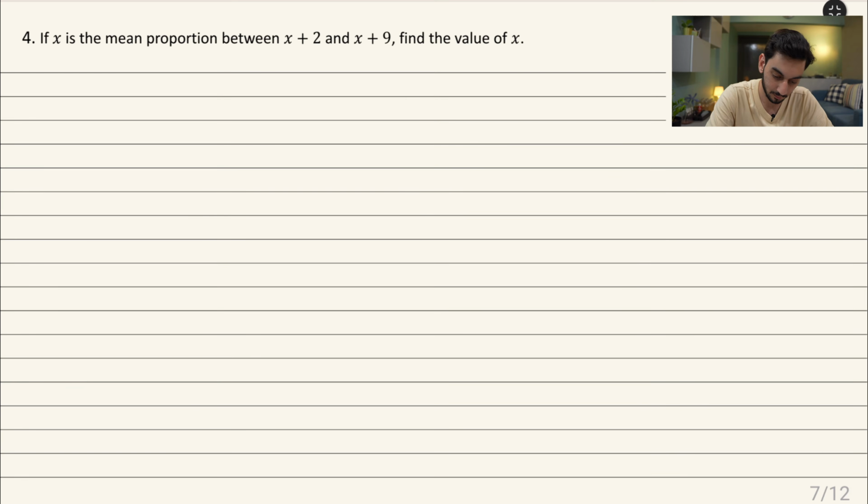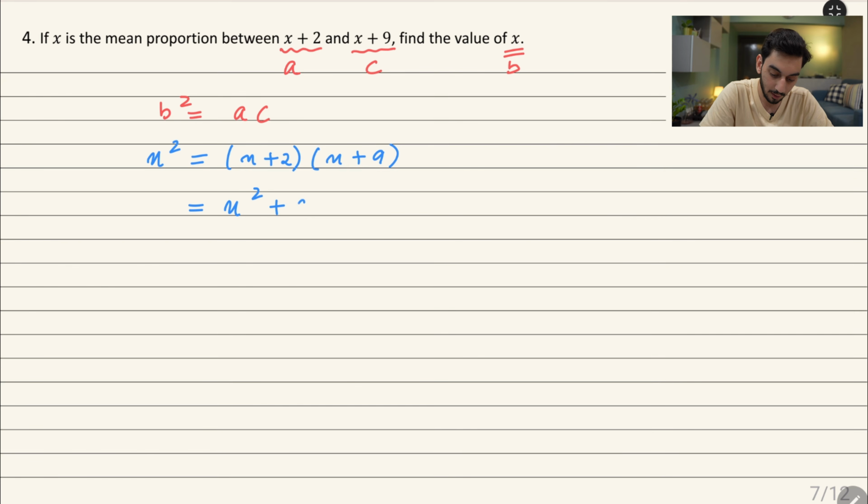Very easy. X is the mean proportion between this, so this is a, and this, so this is c. So mean proportion, which means x is actually b. So can I say that b square is equal to ac? Okay, b is what? B is x. So I just write x square is equal to a, which is x plus 2, times c, which is x plus 9, opening up the brackets.